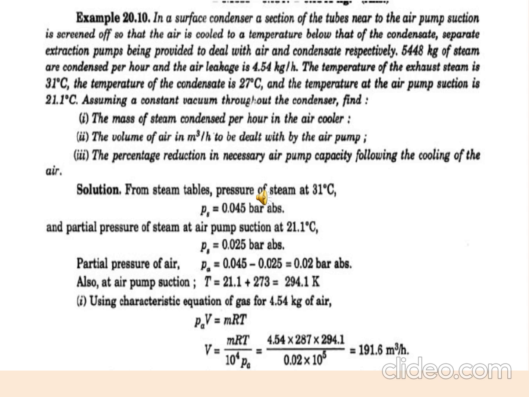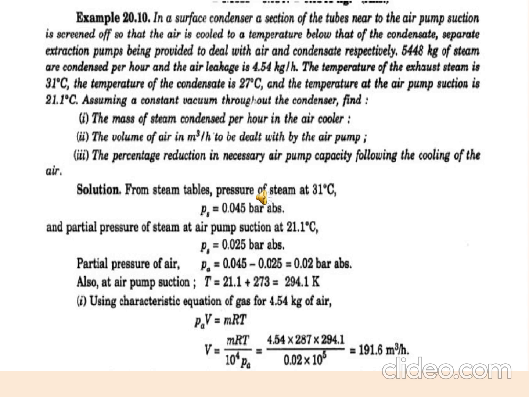Find the mass of steam condensed per hour in the air cooler. Second one is the volume of air in meter cube per hour to be dealt with by the air pump. Third is the percentage reduction in necessary air pump capacity following the cooling of the air. Okay, so mass is given, air leakage is given, the temperature of the exhaust steam and condensate are given, and the temperature of the air pump suction is also given. So these are the given data. We have to find out the mass.